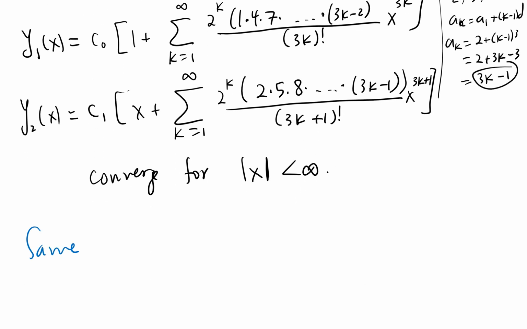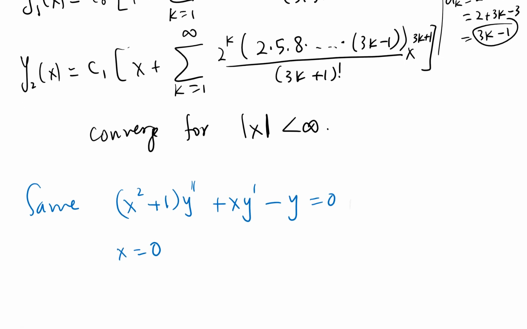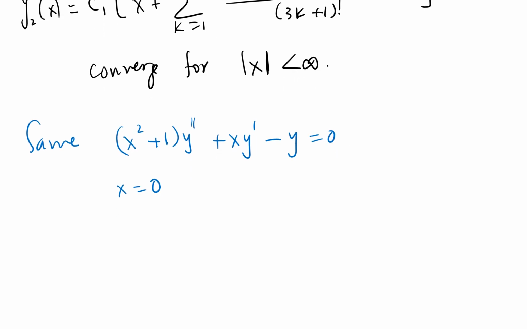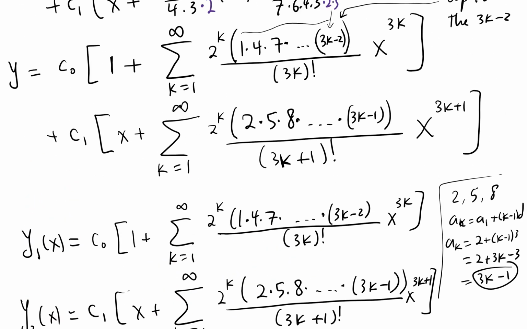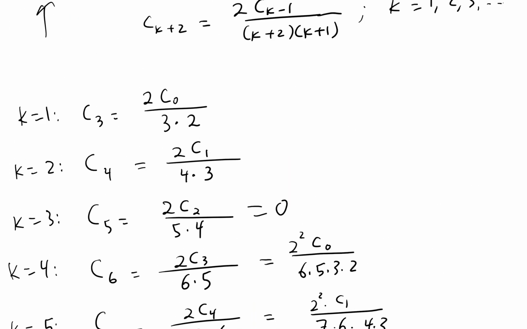Same as another example, for the differential equation (x squared plus 1) y double prime plus x y prime minus y equals 0, around x equals 0, as we did in the previous example. If you set x squared plus 1 equals 0, you get x equals plus or minus i. Those are the singular points. Every other point is going to be an ordinary point. So at x equals 0, we have an ordinary point. So what do we do here? How do we start with this one? We start exactly the way we did with the previous one.